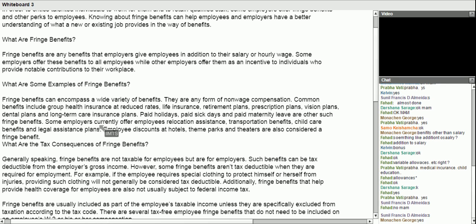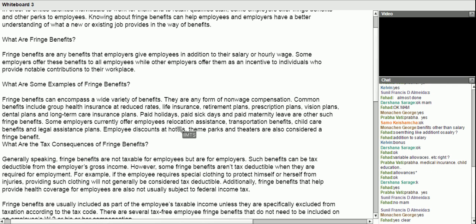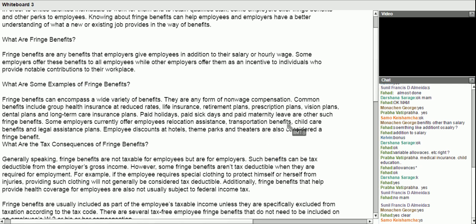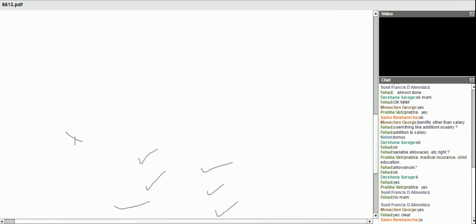Okay, some employers currently offer employees relocation assistance, transportation benefits, child care benefits, and legal assistance benefit plans. Employee discounts at hotels, theme parks, and theaters are also regarded as fringe benefits. Sometimes you get movie tickets from the company, right? Or some kind of discount coupons for a particular hotel. That is also considered a fringe benefit. Okay? Clear, everyone, what fringe benefit is?